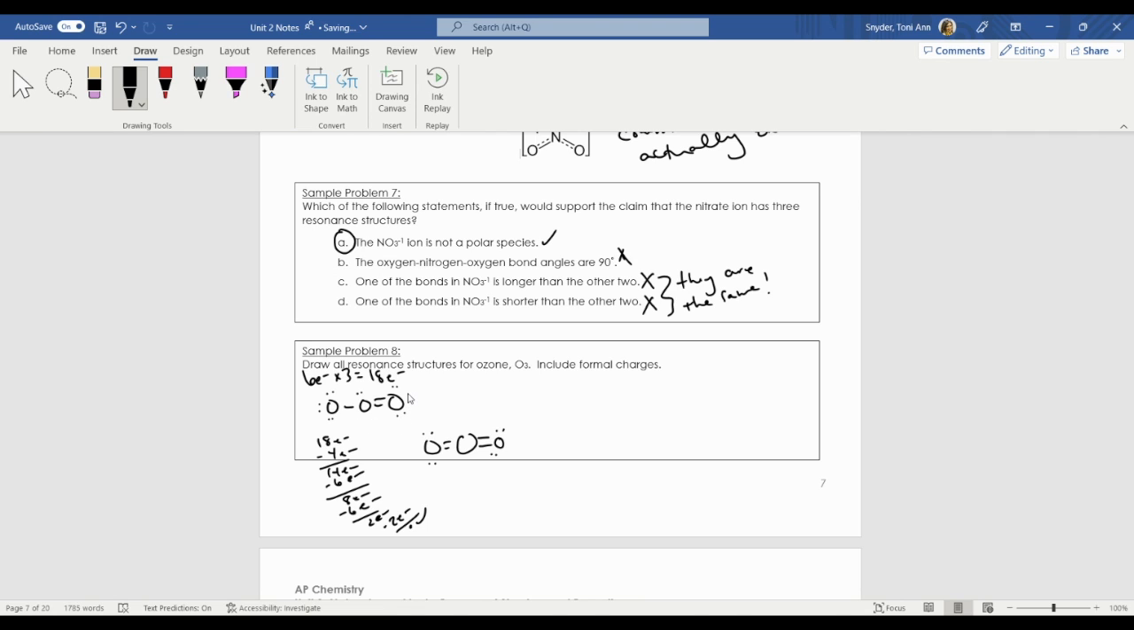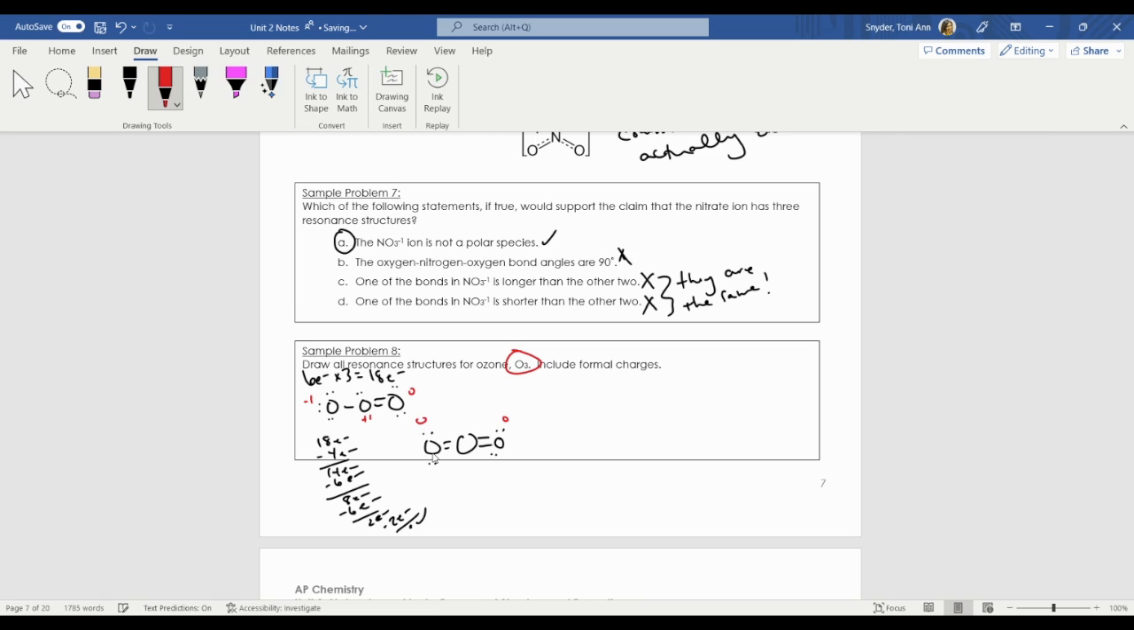This oxygen has a formal charge of 0. Let's do this in a different color here. 0. This oxygen, so 6 minus 1, 2, 3 gives me 3, minus another 2 gives me plus 1. This oxygen right here, 6 valence electrons minus 1 gives me 5, minus another 6 gives me minus 1. So notice how the sum of all my formal charges gives me 0, which works out because O3 is not charged.